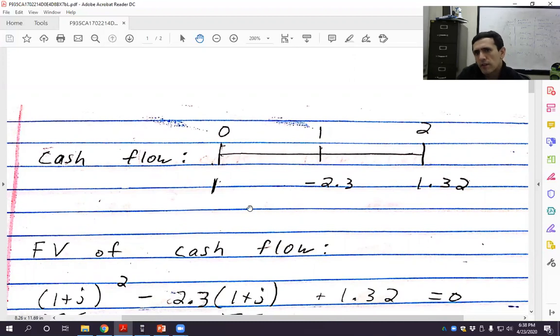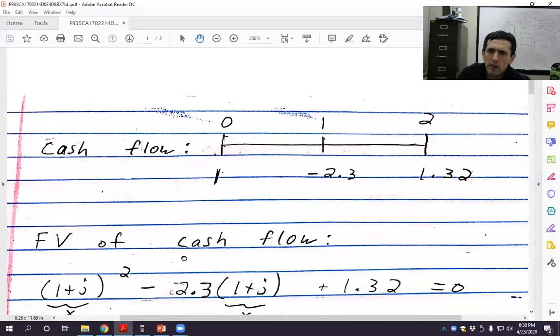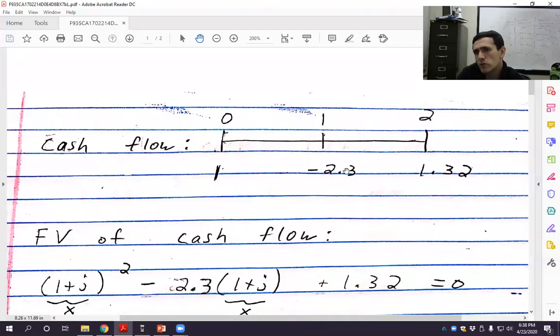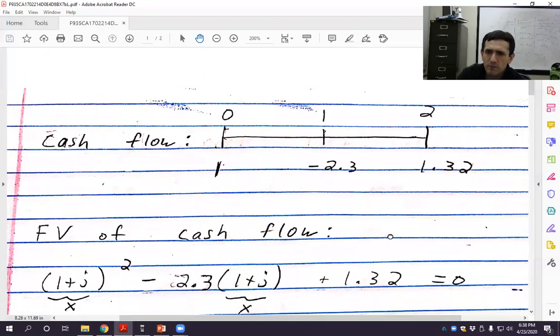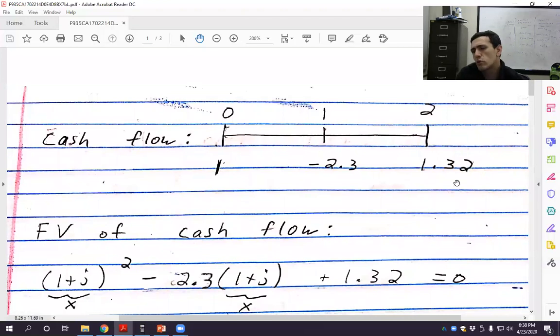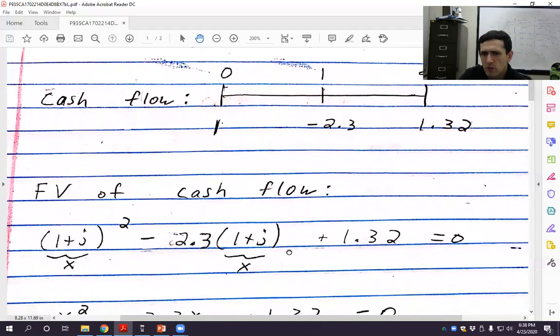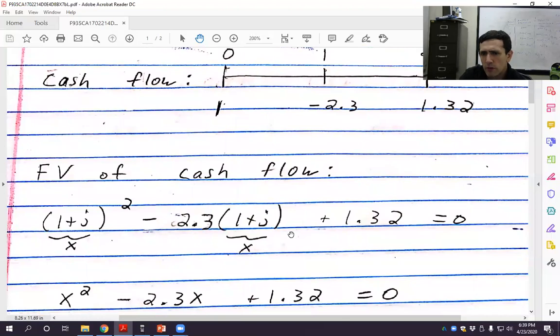All right? So that's not very subtle. That becomes 1 plus J squared times 1. The minus 2.3 accrues 1 year of interest, so it's minus 2.3 times 1 plus J. And the 1.32 doesn't accrue any interest. And remember, we have to have negative accruing interest because that's money I could have invested at this interest rate. Okay, so let 1 plus J be x. So we get x squared minus 2.3x plus 1.32 equals 0.